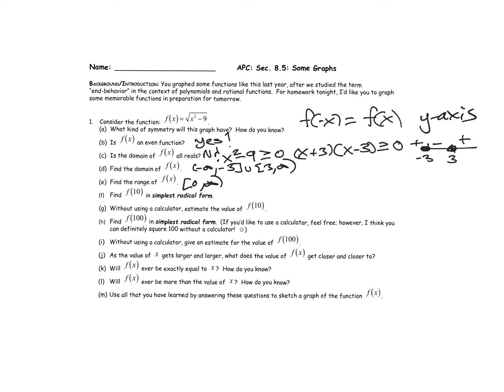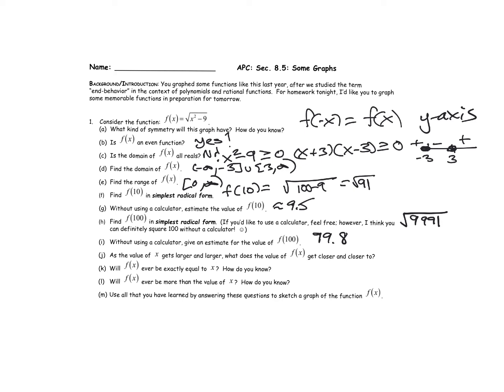Find f of 10 in simplest radical form. Well, f of 10 is going to be the square root of 100 minus 9, so the square root of 91. And about what is the square root of 91? Well, it's in between 9 squared and 10 squared, so maybe we could say about halfway between, about 9.5. Find f of 100 in simplest radical form. Okay, so f of 100, same idea. 100 squared minus 9, it will be the square root of 9991. And what is that about? Maybe it's pretty close to 100, so I don't know, 99.8, 99.9.